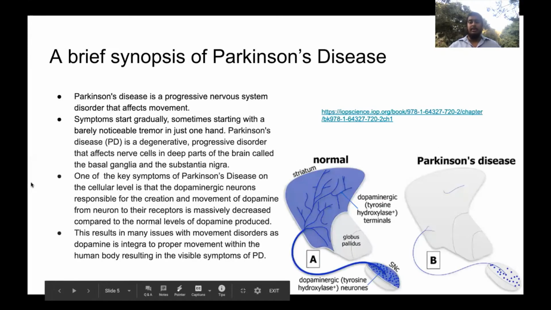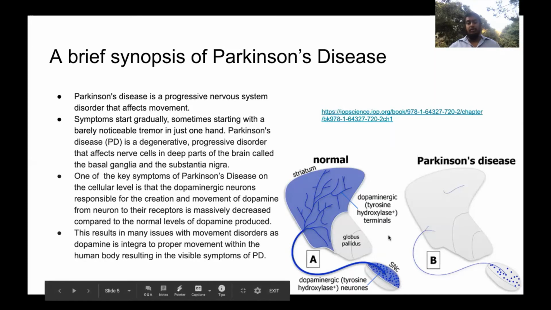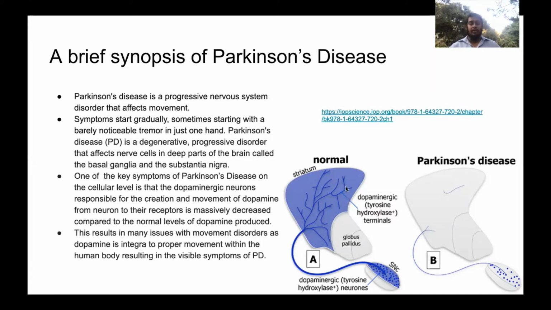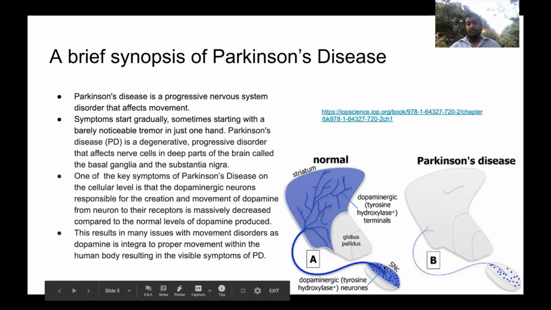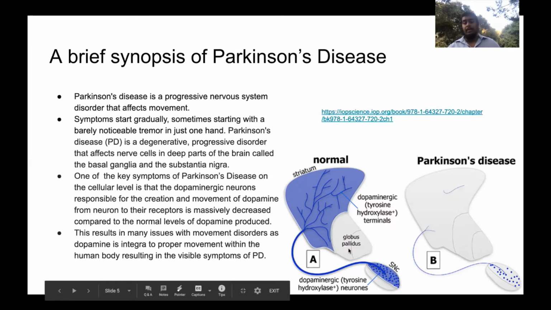And so this is a diagram I was referring to earlier, where on the left side you have the normal striatum, and essentially all the dopaminergic neurons, also known as the tyrosine hydroxylase cells. You see the dopamine concentration is really heavy right here and all throughout. However, in Parkinson's disease, it's very, very significantly affected in comparison.